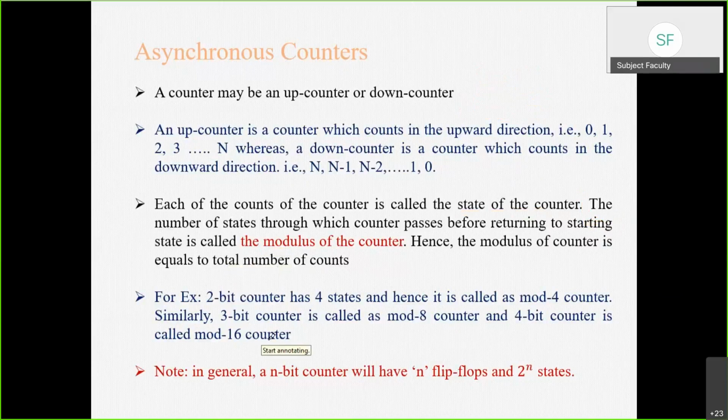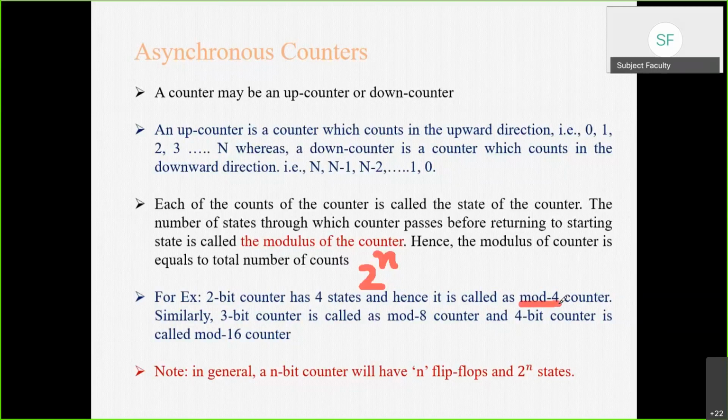So for example, suppose there is a 2-bit counter. Okay. So 2-bit will have 4 states. So generally the relation between the number of bits and total states will be 2 raised to power n, where n is nothing but the number of bits. Suppose your counter is a 2-bit counter, then possible combinations or possible states will be 2 raised to 2, that is 4. Okay. So for example, a 2-bit counter has 4 states, and hence it is also called a mod 4 counter.